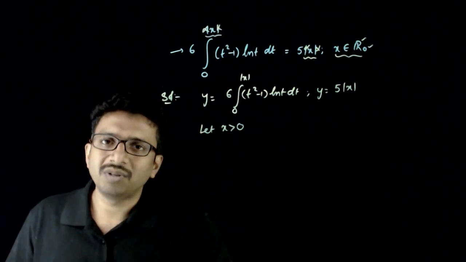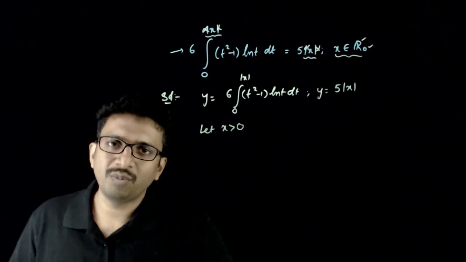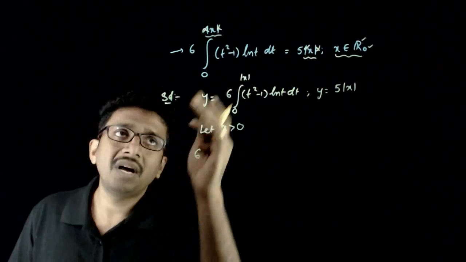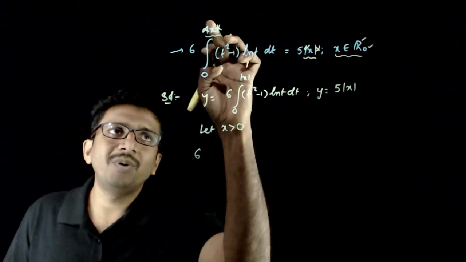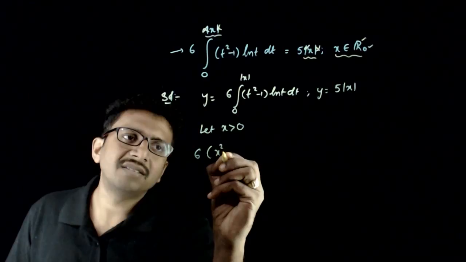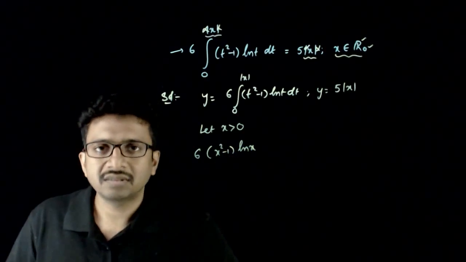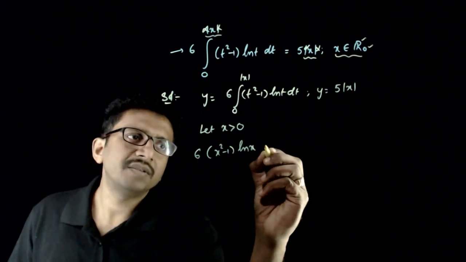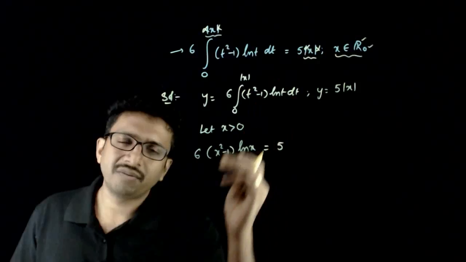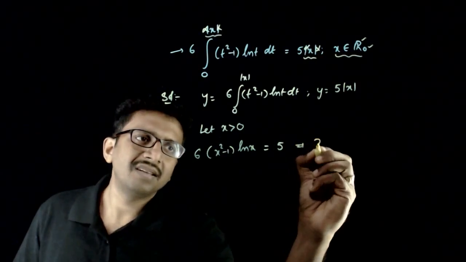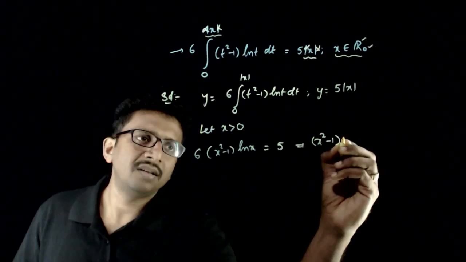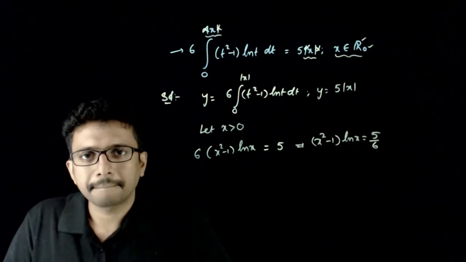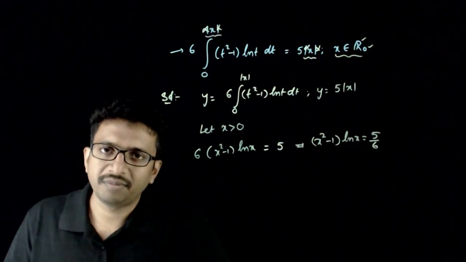Now let me differentiate both sides. If I differentiate this equation on both sides, the integrals are the same, hence the differentiation should be the same. You know how to differentiate this using Leibniz theorem. You just need to put x in the place of t. So 6 times (x square minus 1) into ln x times the differentiation of x, which is 1, the lower limit 0 becomes 0, is equal to 5 times the differentiation of x, which is 1. This implies (x square minus 1) times log x is equal to 5 by 6. So if this has to happen, this has to happen.